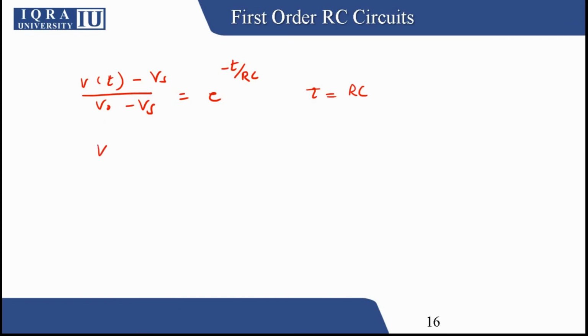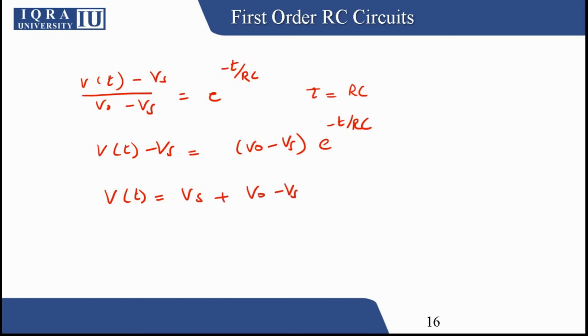So we can say that v of t minus vs is equal to v naught minus vs times e to the power minus t over RC, and vs if we move here, so v of t equals vs plus v naught minus vs times e to the power minus t over RC. So when we have a forced response, we will consider this scenario.